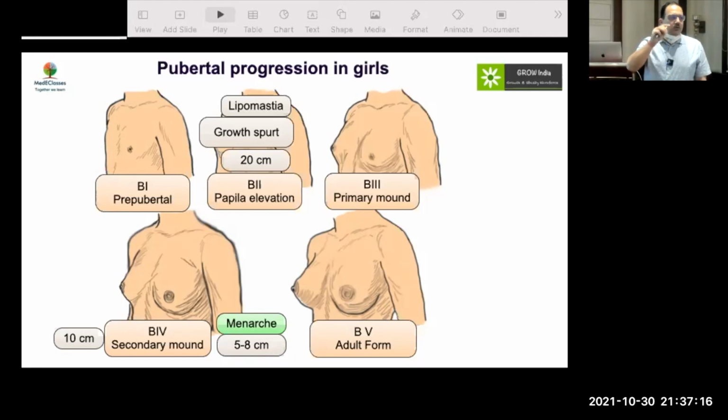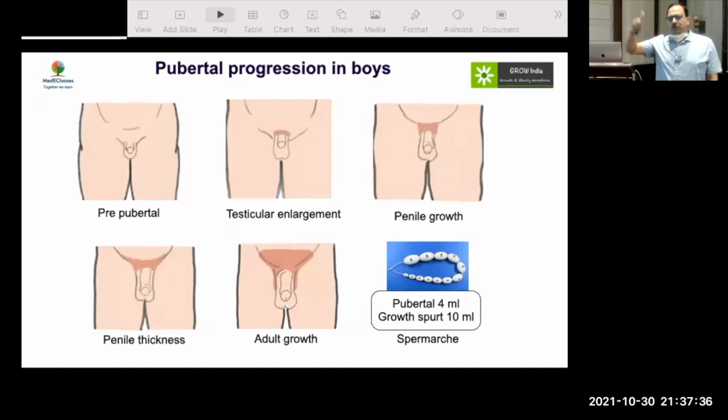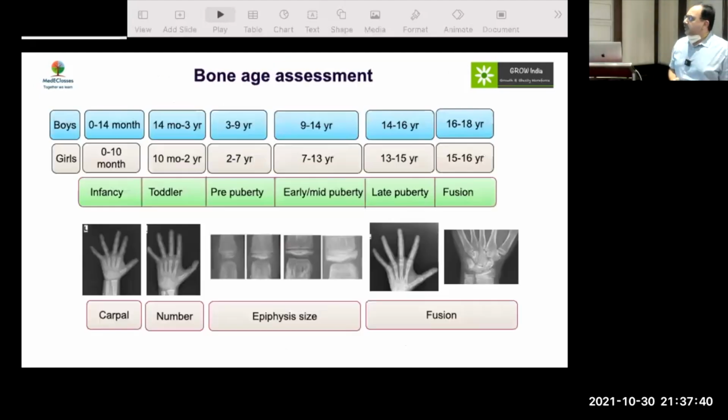So always correlate the height with what the pubertal status is. Do not just say, okay, age is 10 years, age has no meaning. You have to compare to the puberty, then only you will be able to know exactly how to go forward. This is important. And for boys, the most important thing is testicular volume. And if testicular volume is above 4 ml, it means puberty. More than 10 ml means real growth spurt is starting to happen in that setting.